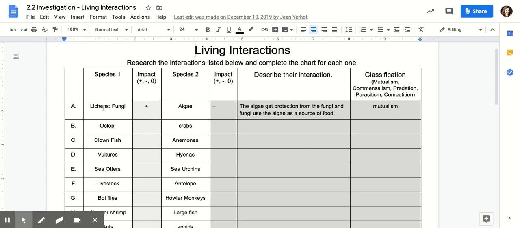The first relationship is that between a lichen, which includes a fungi, and an algae. In this example, both organisms benefit. So we put a plus in the column for the impact on fungi, and we put a plus in the column for the impact on algae. And then the description says that the algae get protection from the fungi, and the fungi use the algae as a source of food. And then we need to classify this relationship. Since both organisms benefit, this is an example of mutualism.